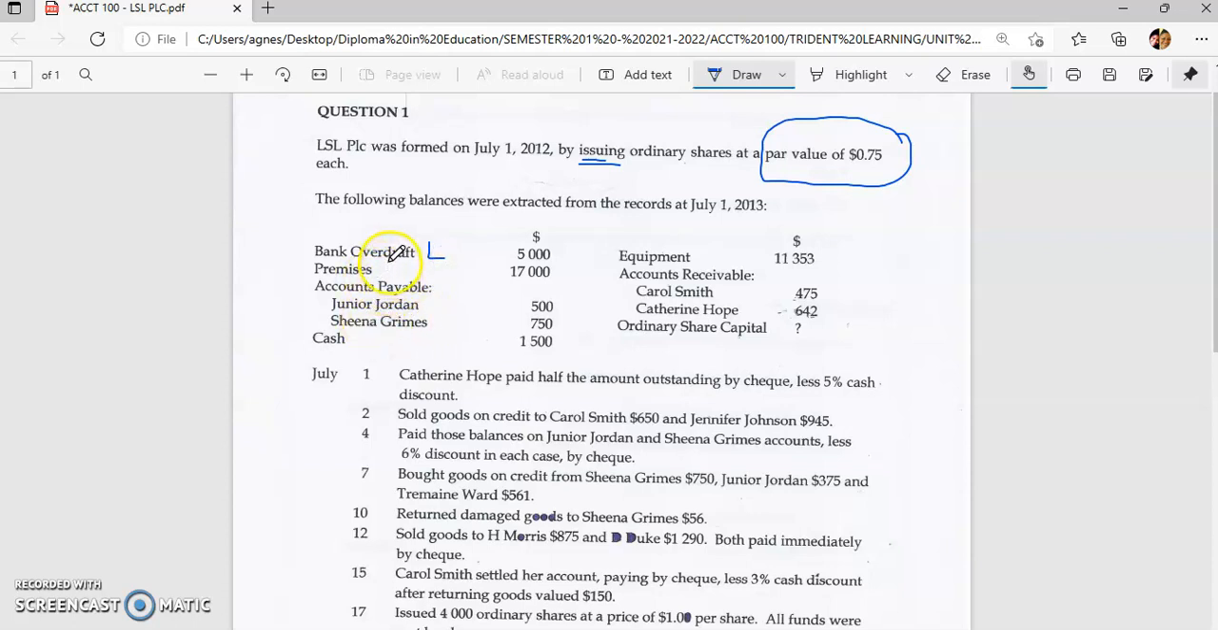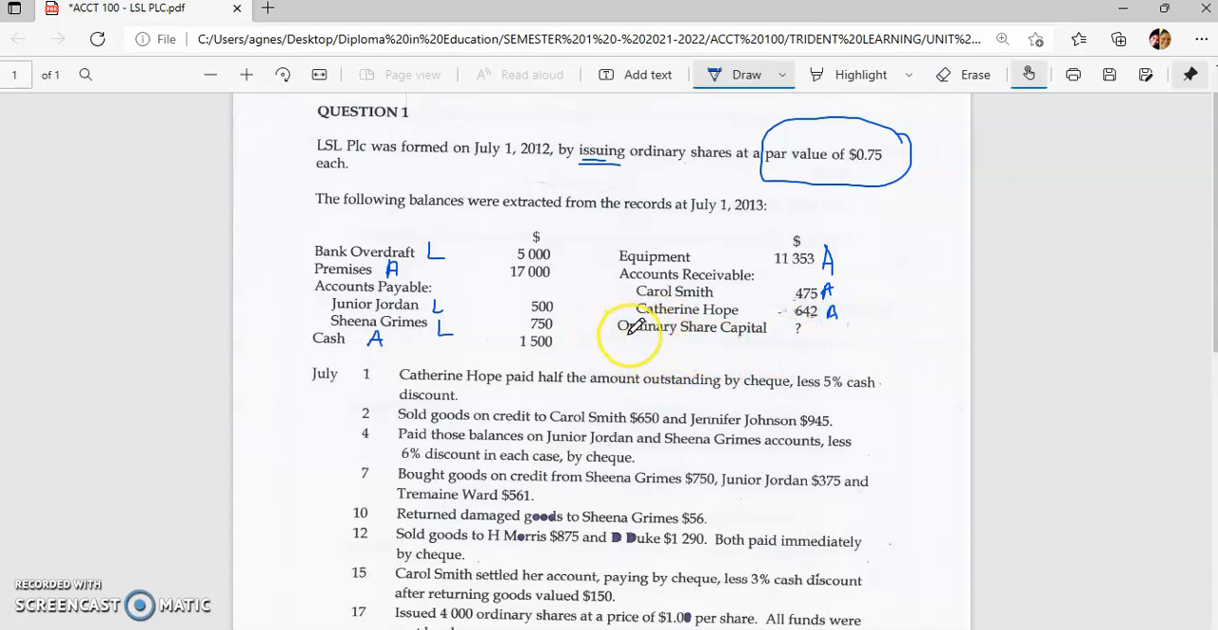They have premises, which is an asset. They have accounts payable, which is also known as your creditors, who are Junior Jordan, this is a liability, and Sheena Grimes, a liability. I know cash will always be an asset. They have equipment, which is an asset. Accounts receivable, which is known as your debtors, Carol Smith, an asset, and Catherine Hope, who's an asset as well.